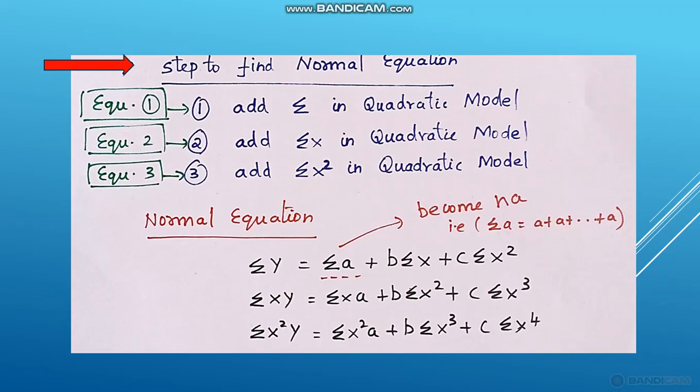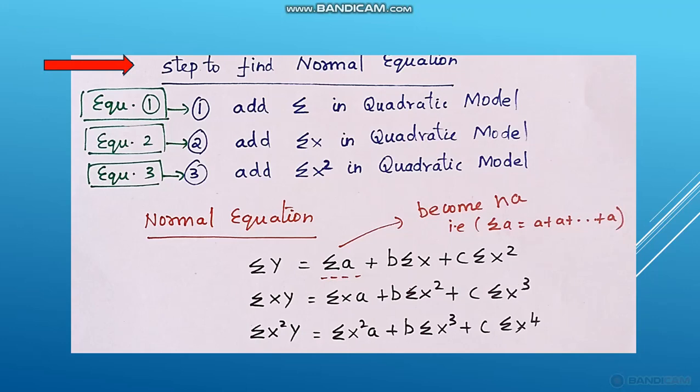In the linear model we will add only summation and summation of x, because in the linear model we have only two parameters. But in the quadratic model we have three parameters and we want to find three normal equations. So to find the first normal equation we add summation, similarly to find the second normal equation we add summation of x, and similarly to find the third normal equation we add summation of x square.